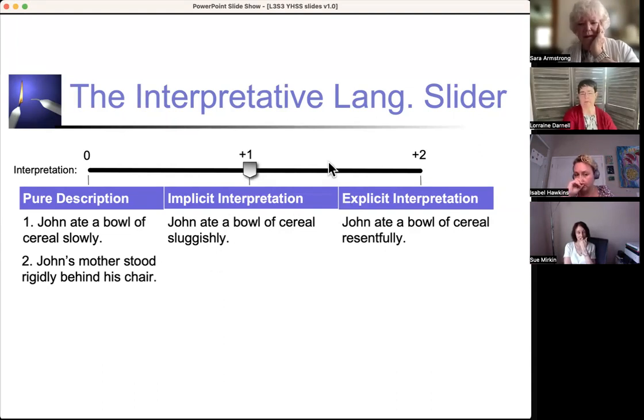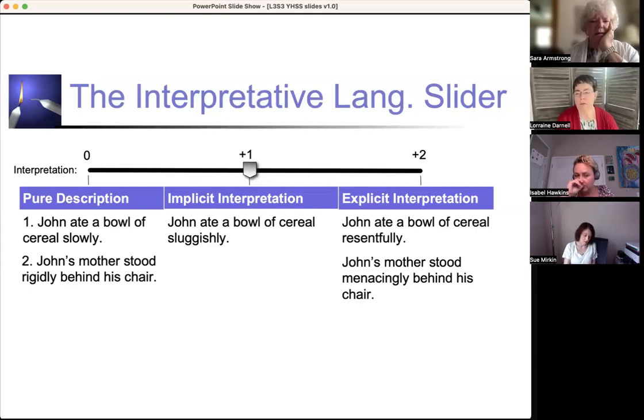Explicit interpretation might be: John's mother stood menacingly behind his chair. And the menacingly certainly tells you what to think about her standing behind the chair, right? The rigidly gives you a little hint, but it doesn't really tell you enough to know how to interpret that. What might be in the middle between stood rigidly and stood menacingly? It's okay if you don't have an answer, but I want you to take the moment to struggle with it. That effort will help you in the future if we get into it more.